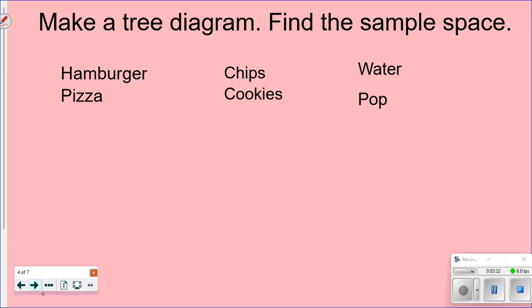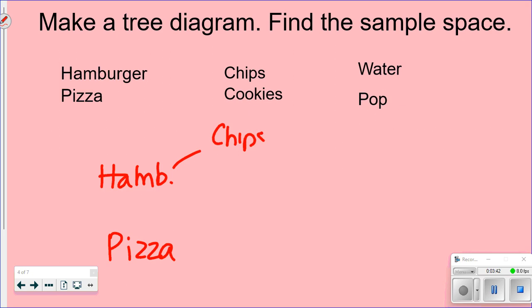So let's start with a hamburger and pizza. So we can have a hamburger and we can have pizza. Now let's talk about a dessert. We could have hamburger and chips. And we could have hamburger and cookies. And we could have pizza and chips. We could also have pizza and cookies.